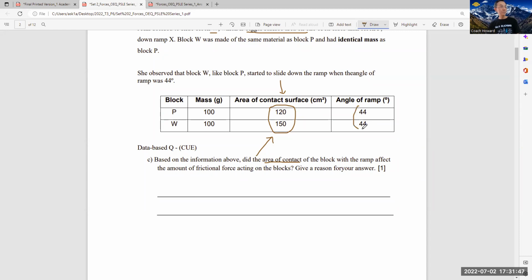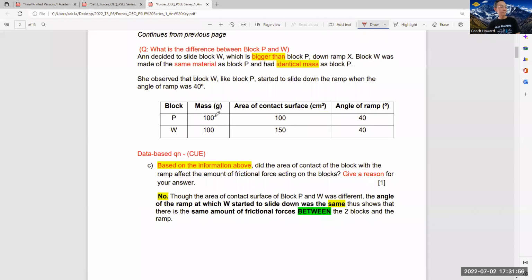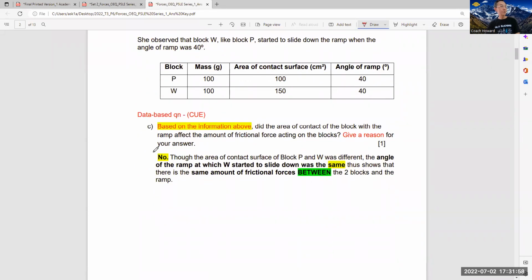So you notice both also slide at the same angle, right? So it means they have no effect. So your answers should be this way. No. The area of the contact surface of block P and W were different.